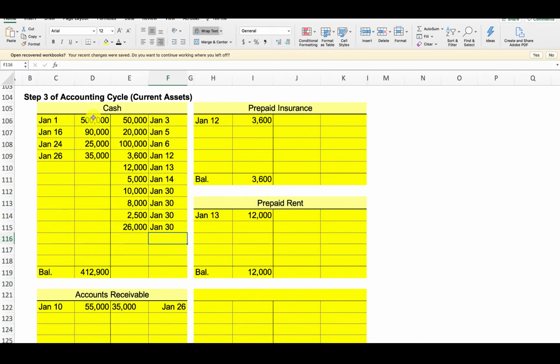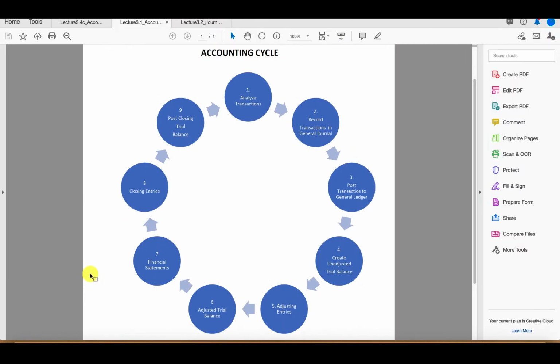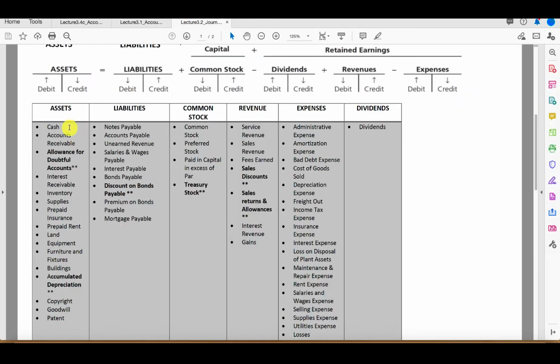So in cash, you've got a whole bunch of debits and you've got a whole bunch of credits. So you add up all the debits and subtract all the credits and you get the balance. The balance should always be on the normal balance side. So when you look at the T accounts, anything that's an asset is going to be on the normal balance side, except for contra assets, which are going to be on the opposite side, right?